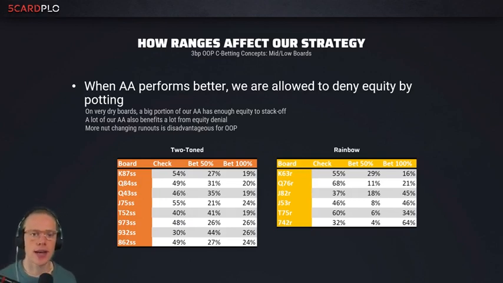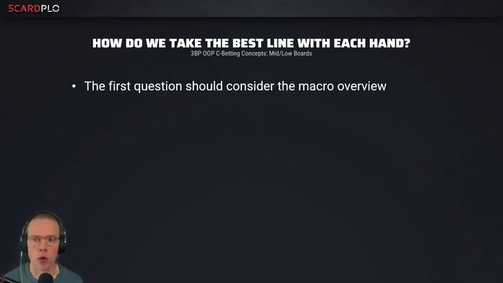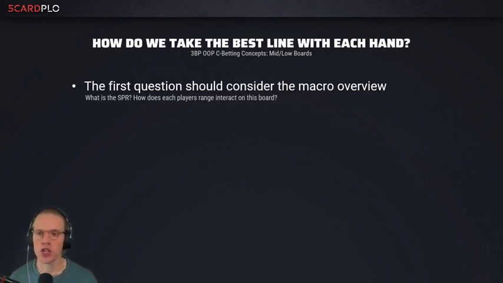So now we understand a little bit more about how these board textures should be played from a macro perspective, but now let's think about how we should play each hand and how we come to the decision of what we should do. The first question we want to ask ourselves is what we already talked about, the macro portion. What is the board texture? How does that interact with our range and our opponent's range? And also, what is the stack-to-pot ratio? Because in these examples, we are assuming that everyone is 100 big blinds deep. But if you are deeper or shallower with your opponent, that is going to affect the stack-off thresholds.